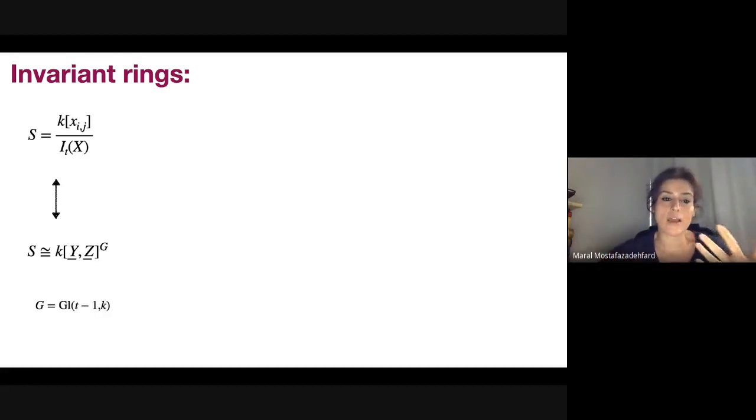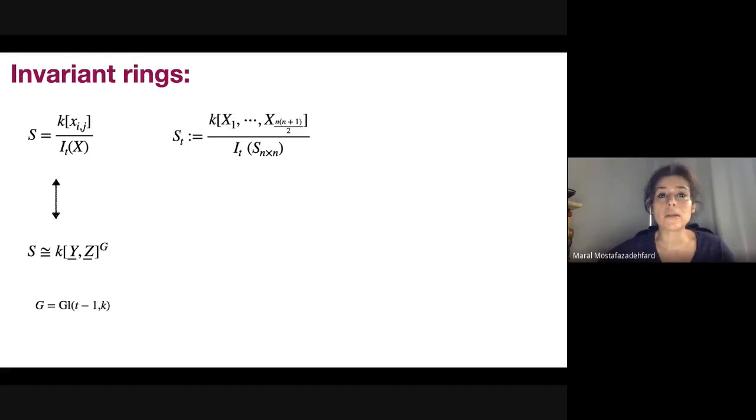In a better sense, this G here is the GL of t minus 1 over K. Suppose the size of the matrix is n by n. Anyway, if you look at the generic symmetric matrices, these rings are also invariant rings of an action of orthogonal groups over the polynomial rings. So they are pure subrings of polynomial rings.